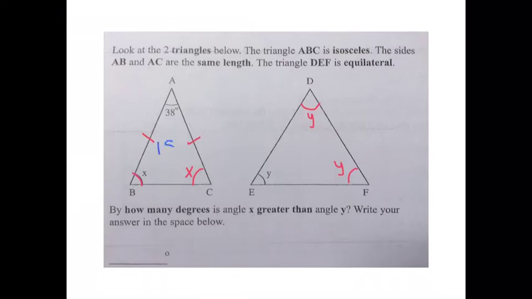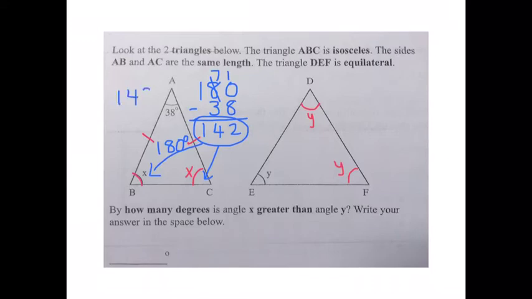Well, a triangle contains 180 degrees. So I take my 180 and I subtract the 38 degrees that we're given. Do a little bit of exchange. 10 take away 8 is 2, 7 take away 3 is 4, and then 1. So this 142 degrees is split between these X angles. So I have to divide it by 2. 142 divided by 2. 2 into 14 is 7, 2 into 2 goes once, so 71 degrees for X.